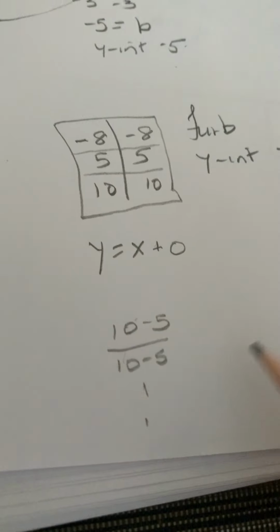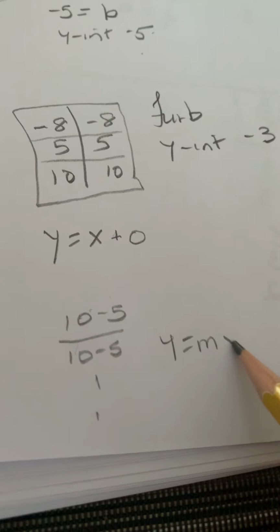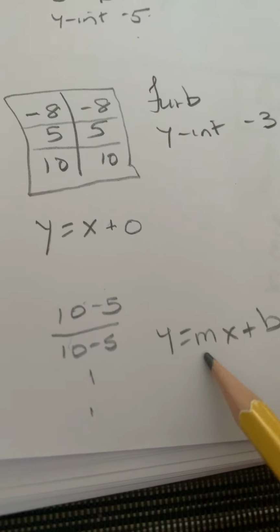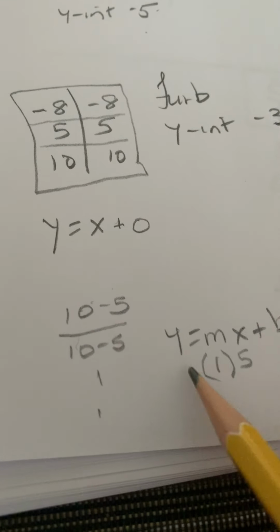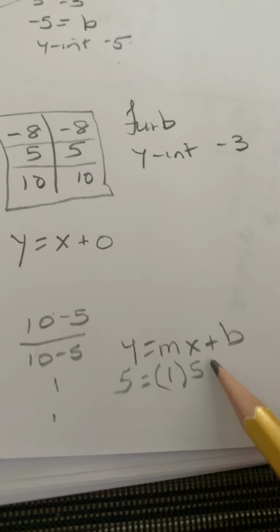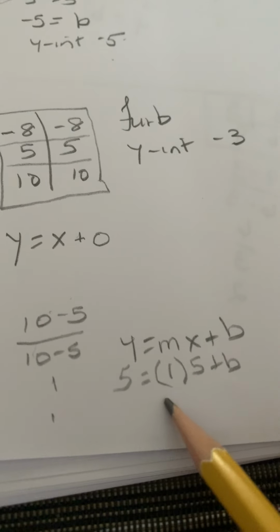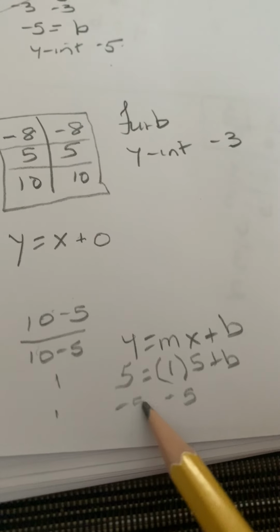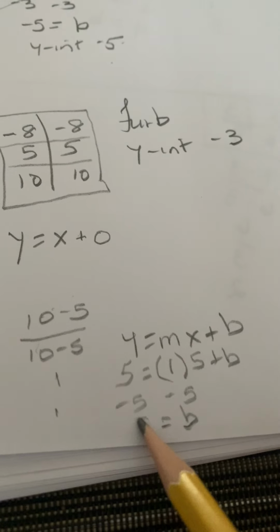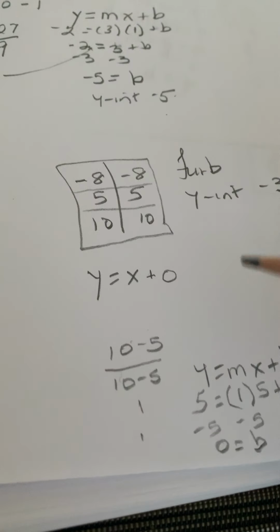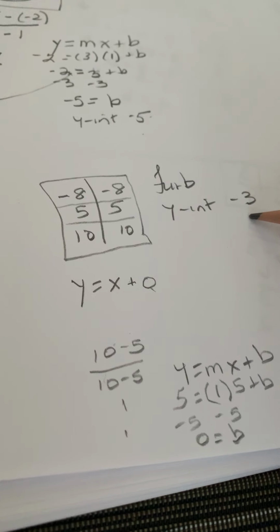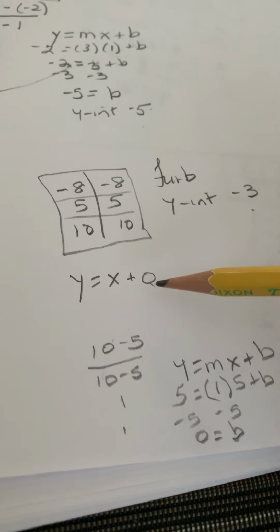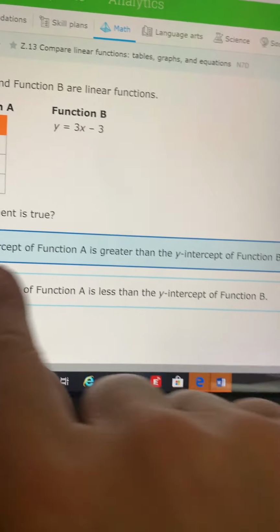And then when you come to write it into y equals mx plus b, 1 will go here. And then you can use your 5 here and your 5 here. And you'll go find that b, which you know to be the y-intercept. So we'll subtract 5 from both sides, and you'll find that b is 0. So function A's y-intercept is 0, function B's y-intercept is negative 3. So A's intercept is bigger than B's intercept. So A is greater than B.